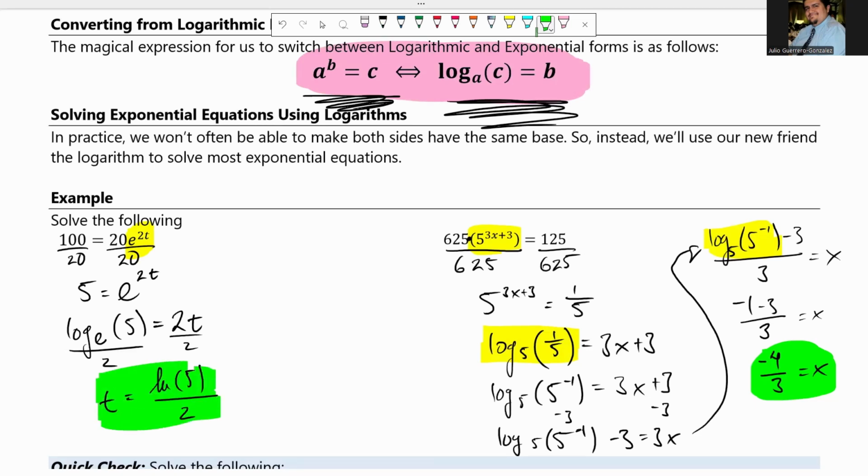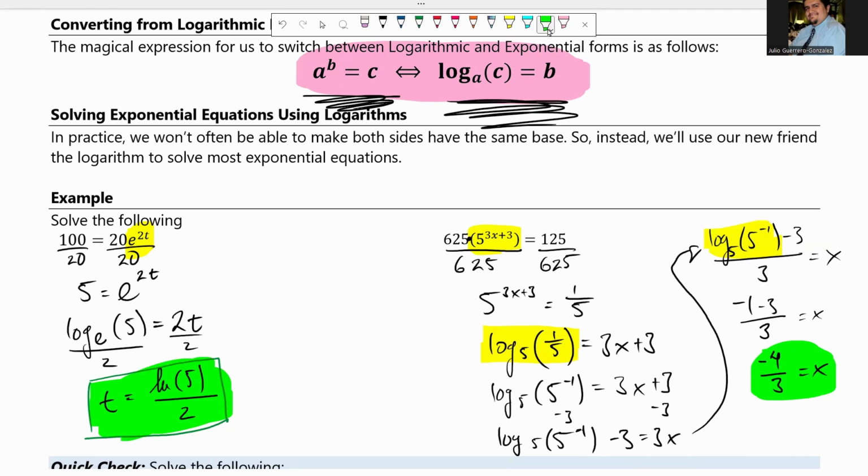I can grab this and throw it into a calculator and get a numerical or a decimal value if I wanted one. Got it? Okay.